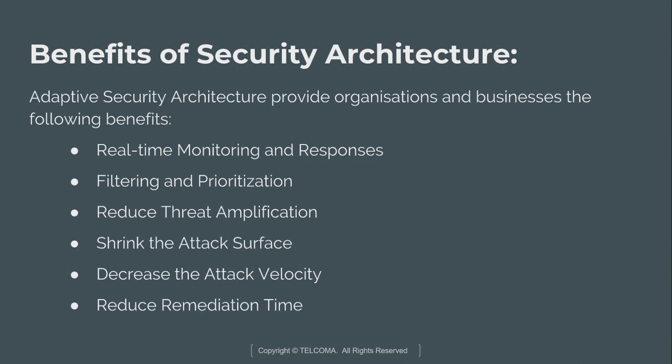Next is filtering and prioritization. Here by applying advanced analytics and machine learning, organizations can identify some ongoing security attacks that they cannot detect by monitoring the system alone. Next is reduce threat amplification. This can be done by restricting the potential spread of an attack in the system. Next one is shrink the attack surface. This is done by making the target of an attack smaller and smaller.